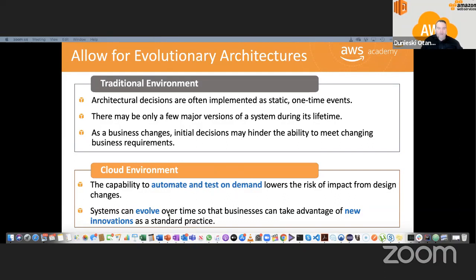Now, systems can evolve over time. We know that already. Technology evolves, and so do systems. Then the business can take advantage of new innovations as a standard practice. With the cloud, you have that capability.